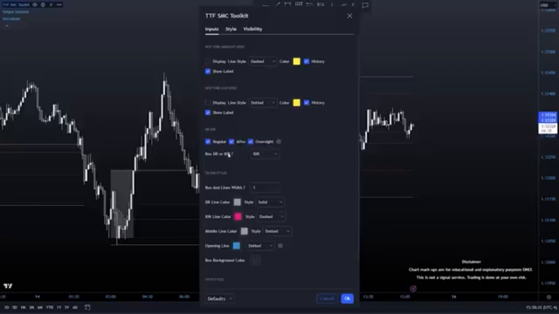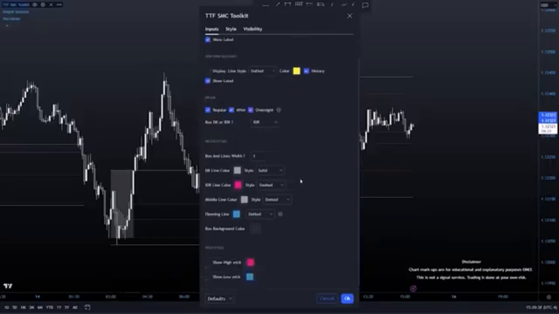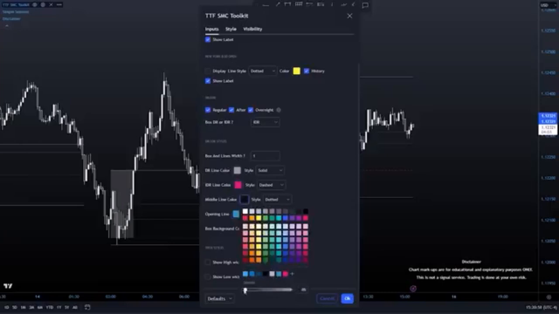From here, you can choose stylistically to shade the box using the IDR or DR. You can change the box line width. You can change the colors and whether or not you want the lines to be solid or dashed. You can change the middle line color, solid or dashed as well as the opening line. You can also change the background color of the box. You can effectively use these style tabs to turn off any features you don't want.